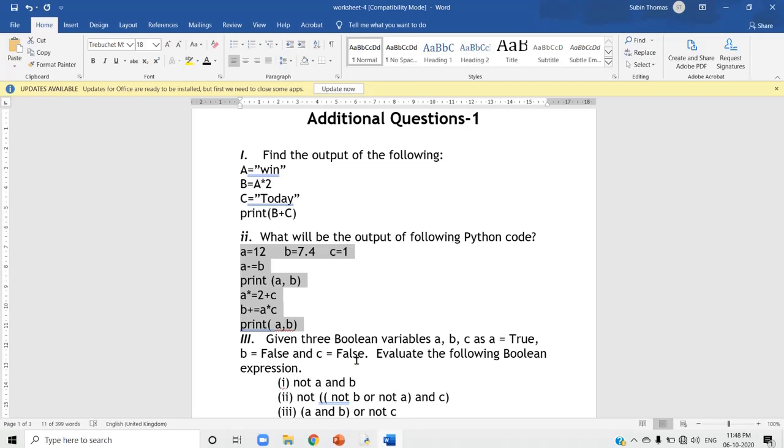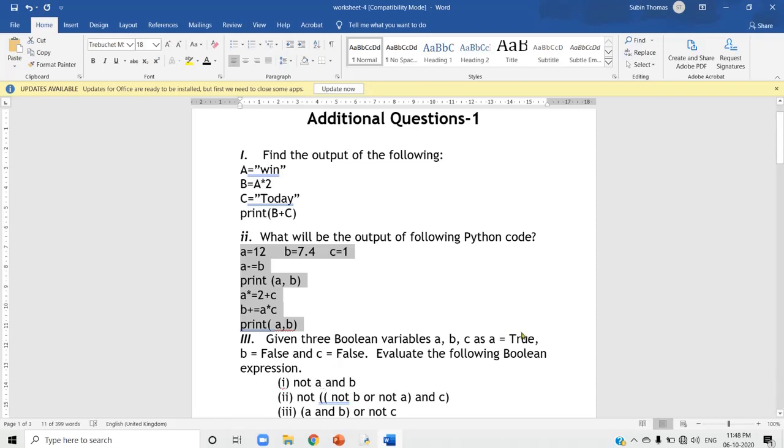The first one, not A and B. I told you the relational operator has higher precedence than the logical operator. In this question, there is no relational operator, only logical operators are there. Two operators are there, not and and. So not has high precedence, then and, then or. This is the order of the precedence: not, and, or.